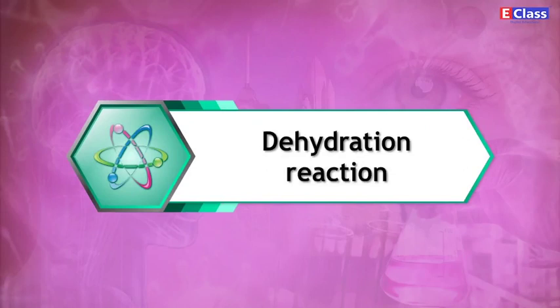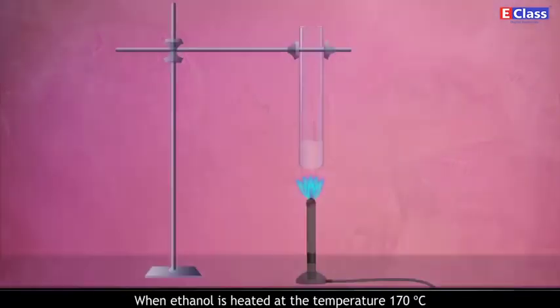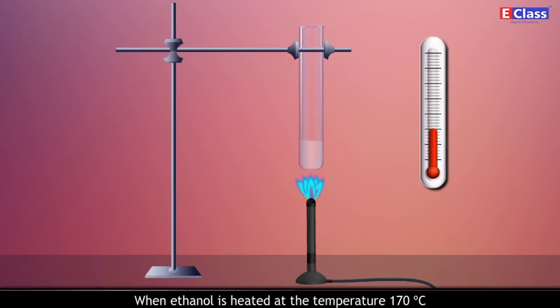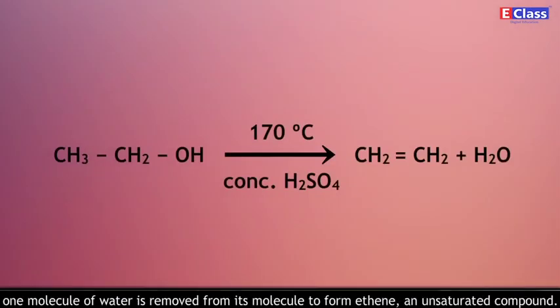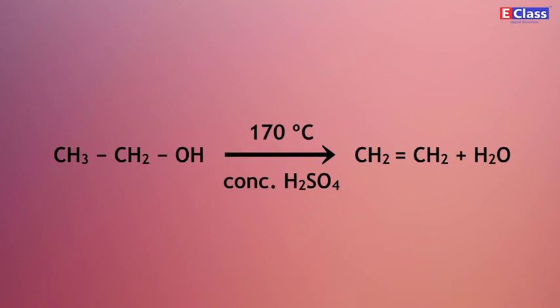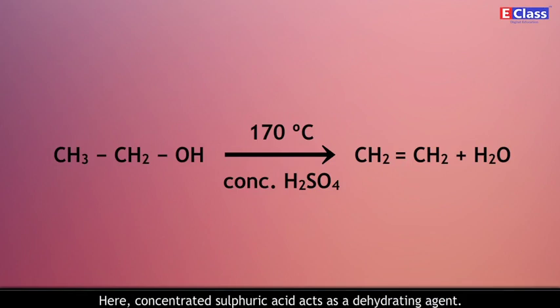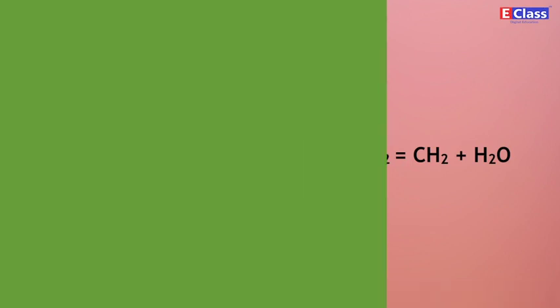Dehydration reaction. When ethanol is heated at the temperature 170 degrees centigrade with excess amount of concentrated sulfuric acid, one molecule of water is removed from its molecule to form ethene, an unsaturated compound. CH3CH2OH in concentrated H2SO4 at 170 degrees centigrade gives CH2=CH2 + H2O. Here, concentrated sulfuric acid acts as a dehydrating agent.